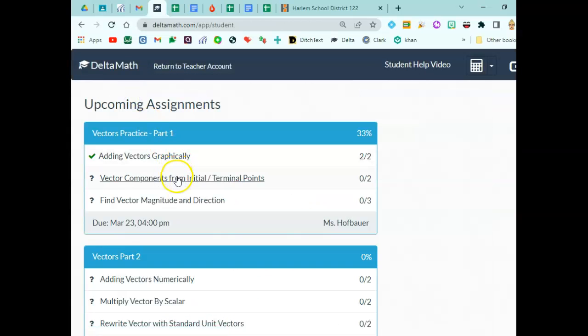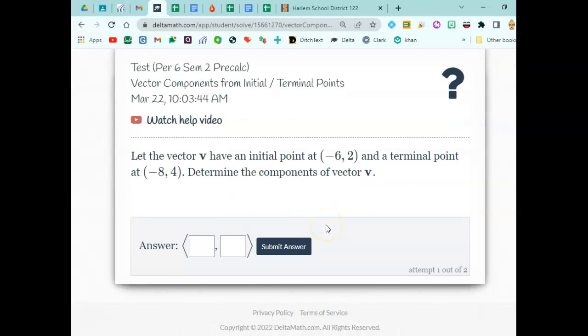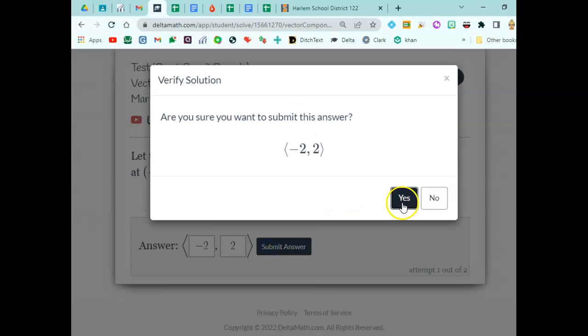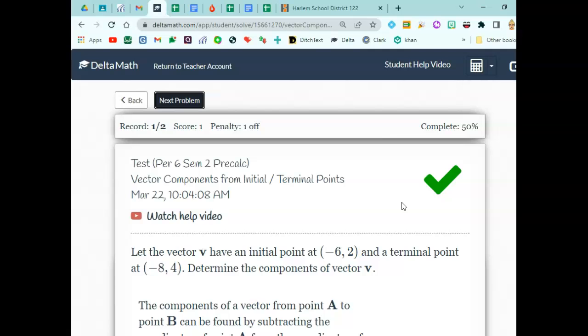If we go back, this is what we just worked on, okay? It says determine the components of vector v. So it starts here and goes to here. So you take the second one minus the first. -8 minus -6 would be -2. And 4 minus 2 would be +2. And that's it. Those are both real easy sections.